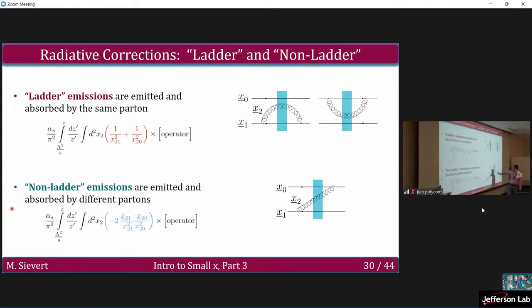For the more complicated non-ladder type emissions, I could emit it off of particle 1, so I have one factor of x21, and I could absorb it on particle 0, so I've got one factor of x20. So these are all of my building blocks.